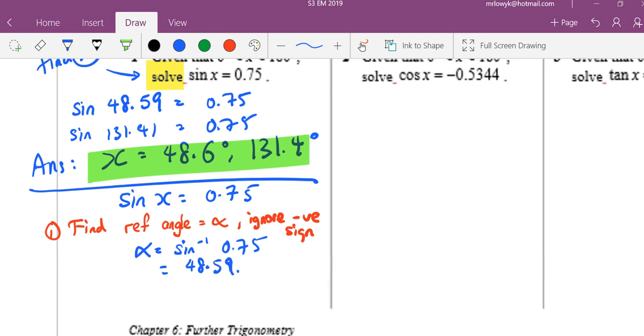Okay, what do I mean by negative sign? Good question. The negative sign refers to the sign in front of the 0.75. Later on in A-max, you will see the negative irritating you. Okay. So just like that. So first step is to find the reference angle. Second step, can you write down second step in red?